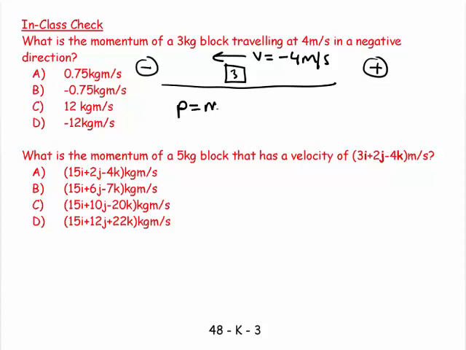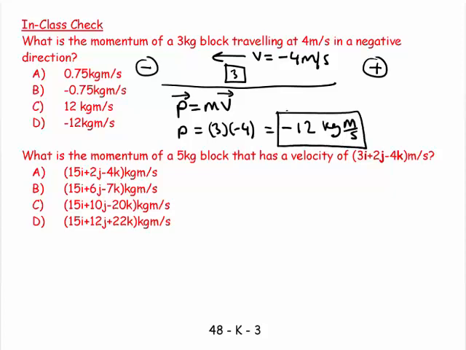p equals mv. Well, really, vector momentum is equal to mass times vector velocity. So p is equal to 3 times minus 4, the negative sign giving it direction, which equals minus 12, and the units are kilograms meters per second. Sometimes with the number line we tend to forget that it's a vector, but it's a vector. It's going in the positive direction as opposed to the negative direction. A magnitude and a direction gives you a vector.